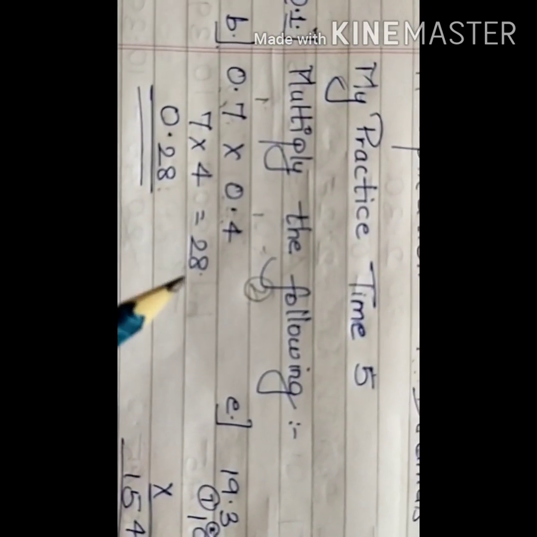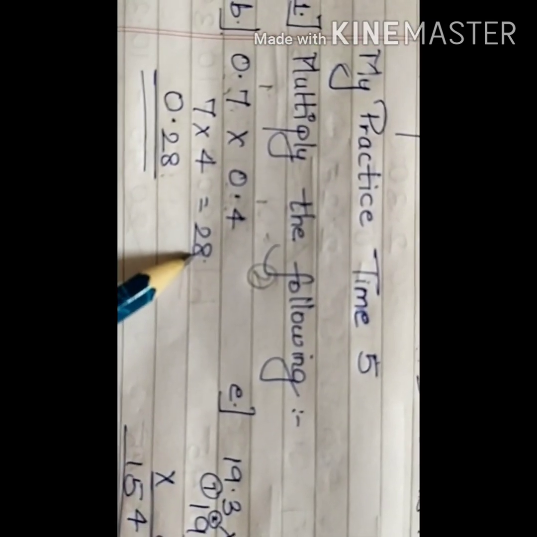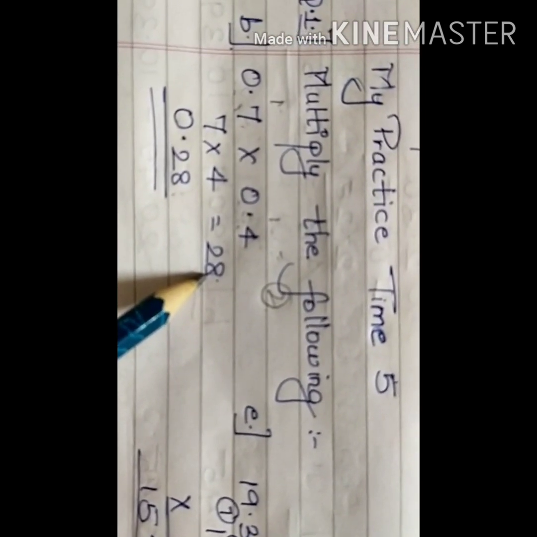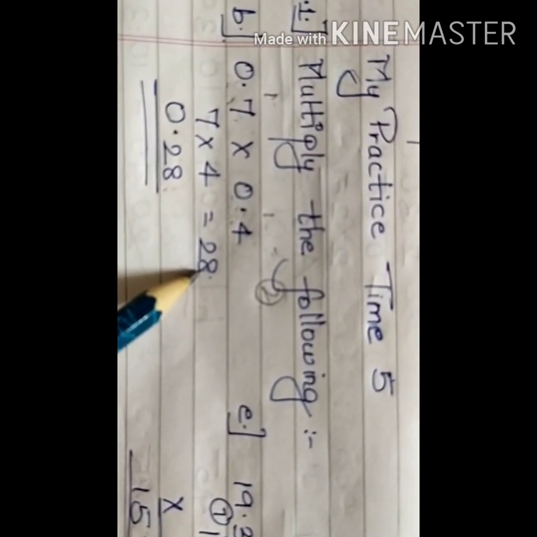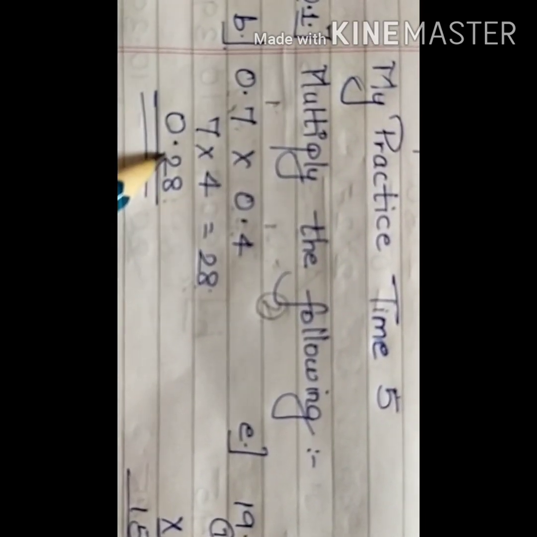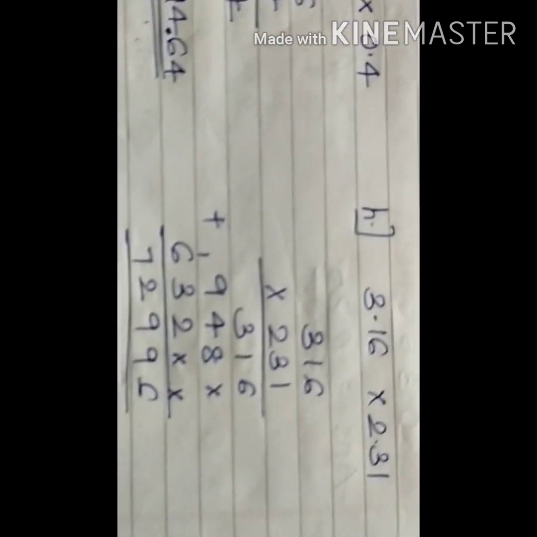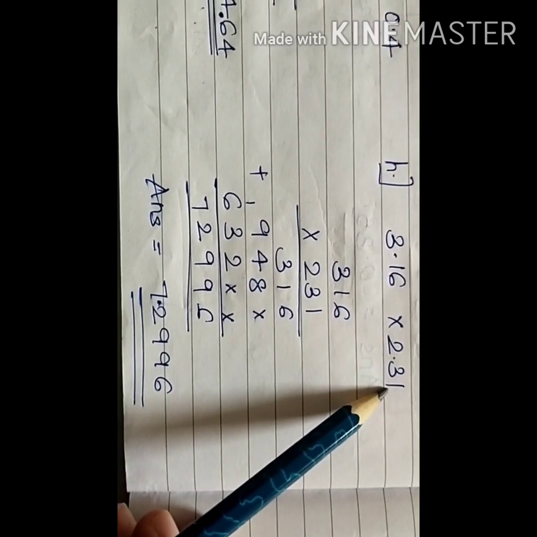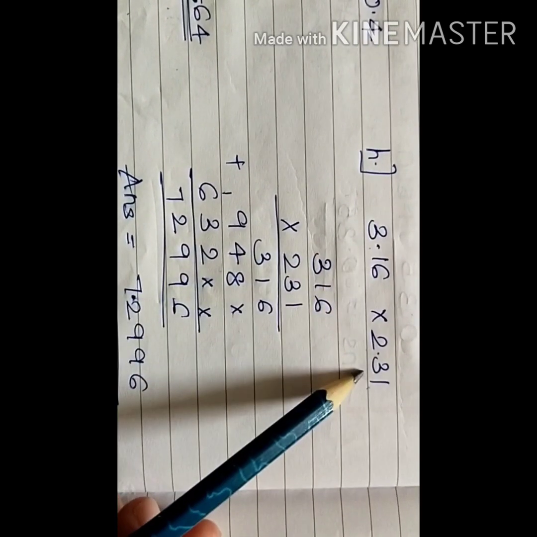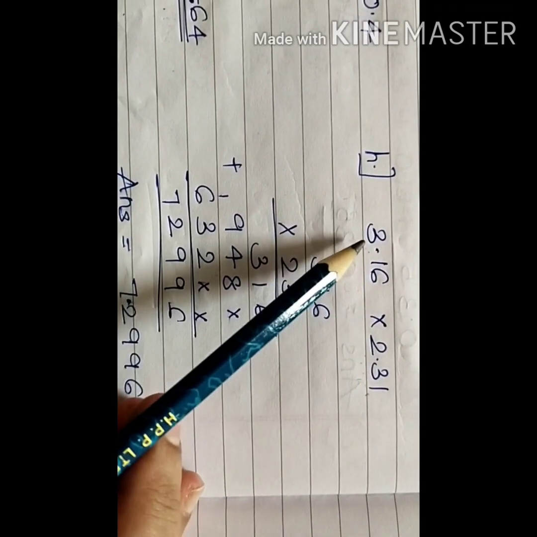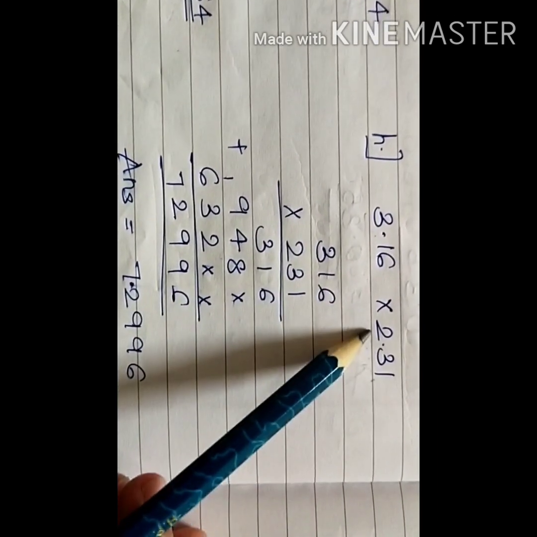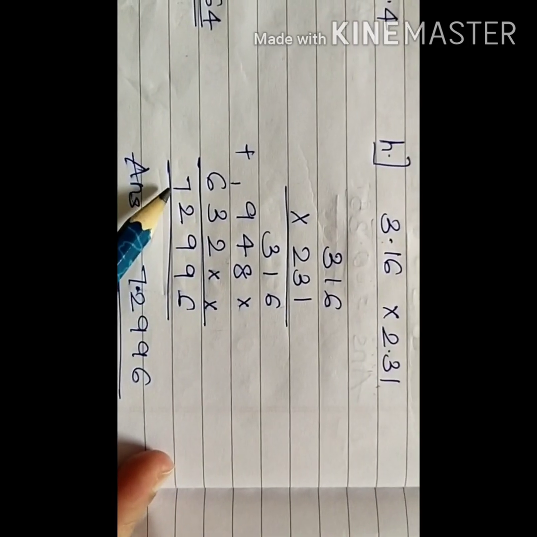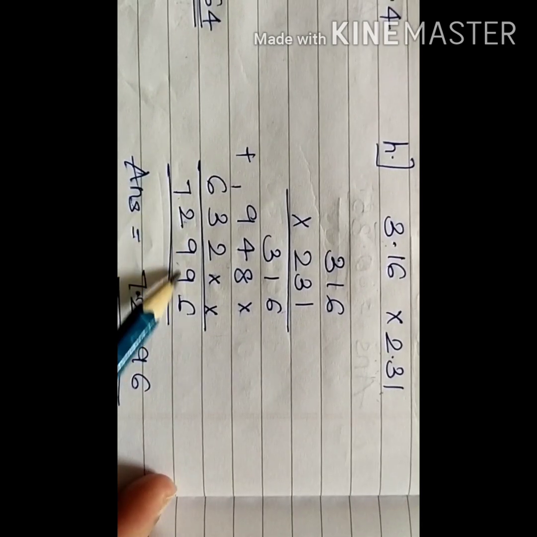So this is method number 1, where I do not consider my decimal point. I do my calculation, and at the last, after counting the decimal places, I put the decimal point in the answer. Let us see example number H. 3.14 multiplied by 2.31. As you can see, I ignored the decimal point and just took the numbers 314 and 231. I carried forward my calculation and got the answer 72996.